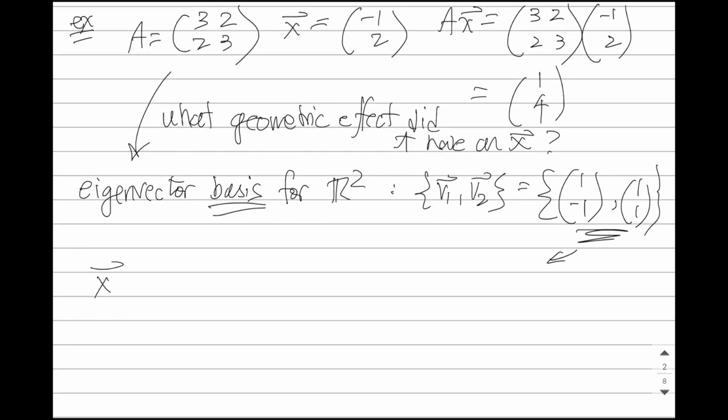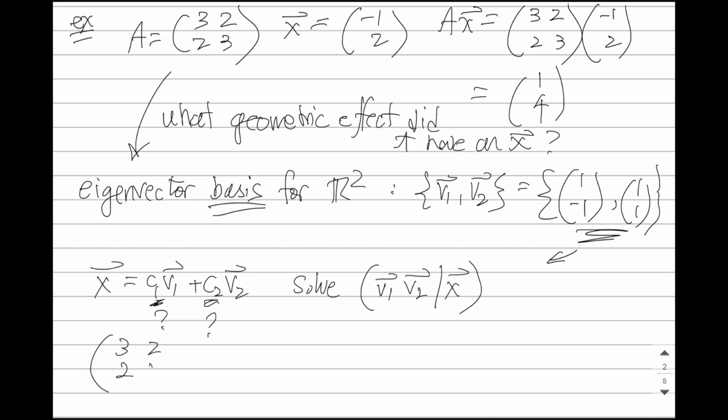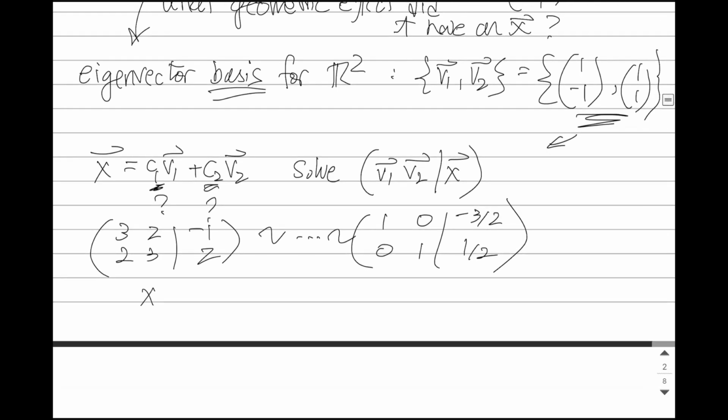If it's an eigenvector basis, any vector can be written in terms of those basis vectors. To do that, I have to solve the system V1, V2 augmented by x. So it's a simple row reduction. Now you can go ahead and do the row reduction. It's pretty quick. What you're going to end up with is 1, 0, 0, 1, -3/2, and 1/2. So that tells you how your vector is represented in this eigenvector basis. -1, 2 is the standard basis representation. This is the eigenvector basis representation of x.